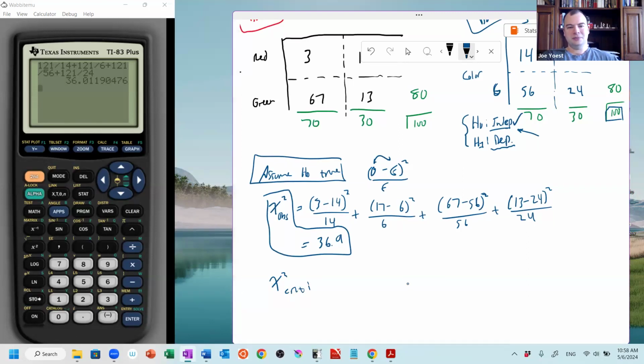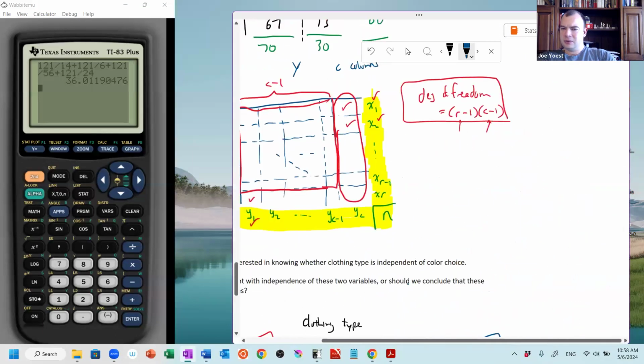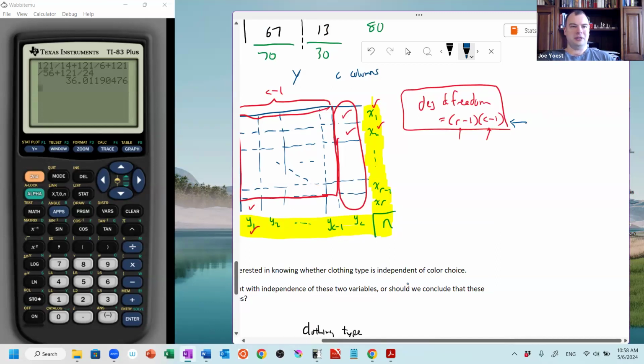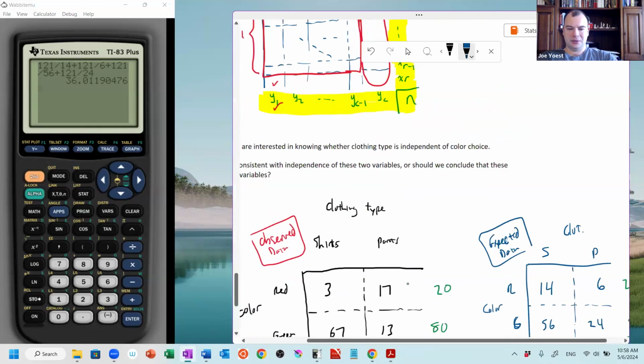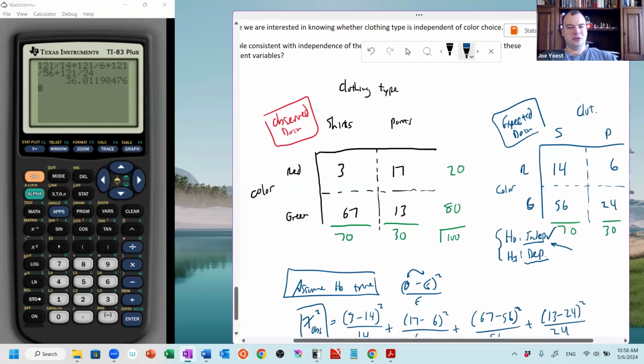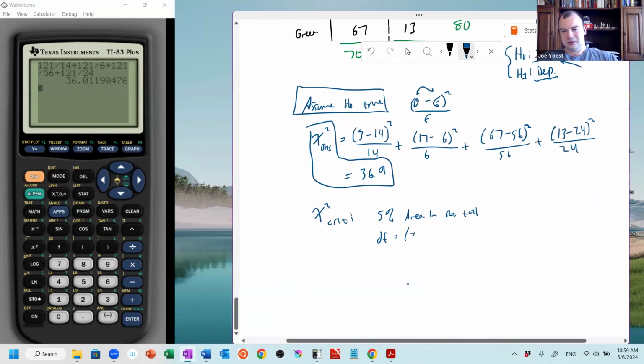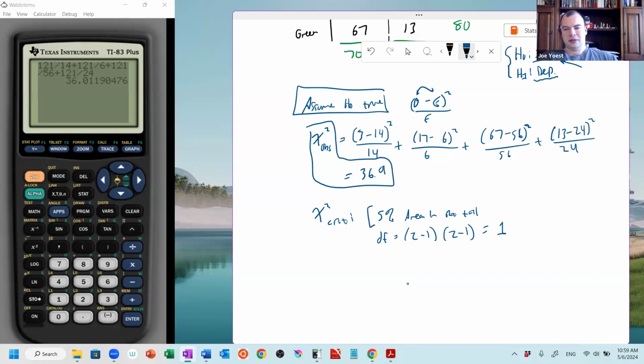So what's my chi-squared critical? And as always, we're going to use 5% for alpha here. So I need 5% area in the right tail. And then what's my degrees of freedom? Remember, it's a little more complicated here. We have a formula that's number of rows minus 1 times number of columns minus 1. I have 2 rows and 2 columns. So my degrees of freedom is 2 minus 1 times 2 minus 1, or 1 times 1 is 1. I'm looking for 5% area to the right on a chi-square distribution with 1 degree of freedom.